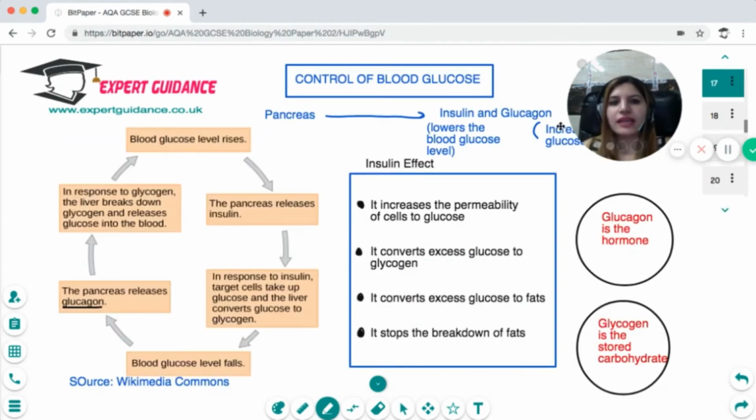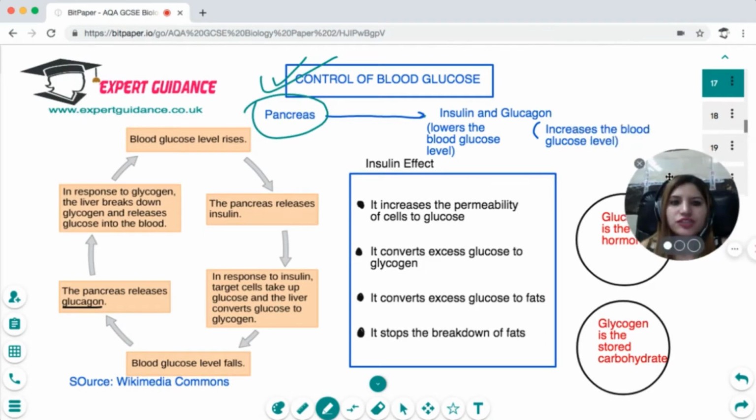Okay, next we have how the blood glucose level is maintained in the body, and this is an example of glucose homeostasis. Now, this works by the pancreas, and the pancreas releases two hormones called insulin and glucagon. Glucagon, you need to remember. Insulin lowers the blood glucose level, and glucagon increases the blood glucose level. So after meals, what happens? The blood glucose level suddenly increases. So what does the pancreas do? It releases insulin. Now, insulin has these effects.